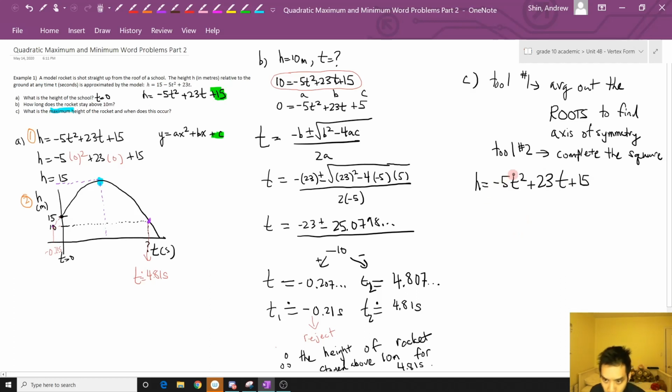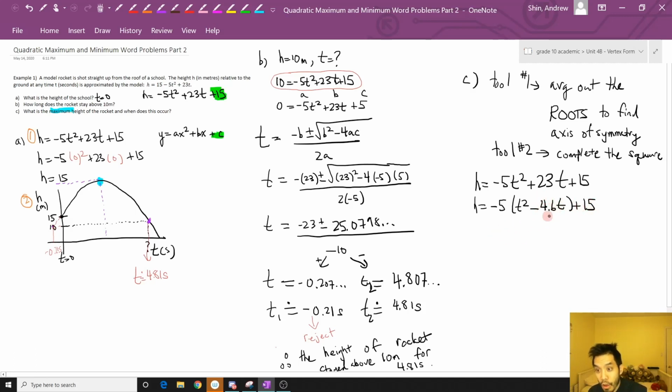The very first thing to converting this from standard form to vertex form is to extract the a value. So I'm going to factor out -5 from only the first two terms. Because this is a word problem, we don't have to use fractions. We can use decimals because the answer is going to be height and time, which are measured values. So we divide out -5. 23 divided by -5 is -4.6t, plus 15.